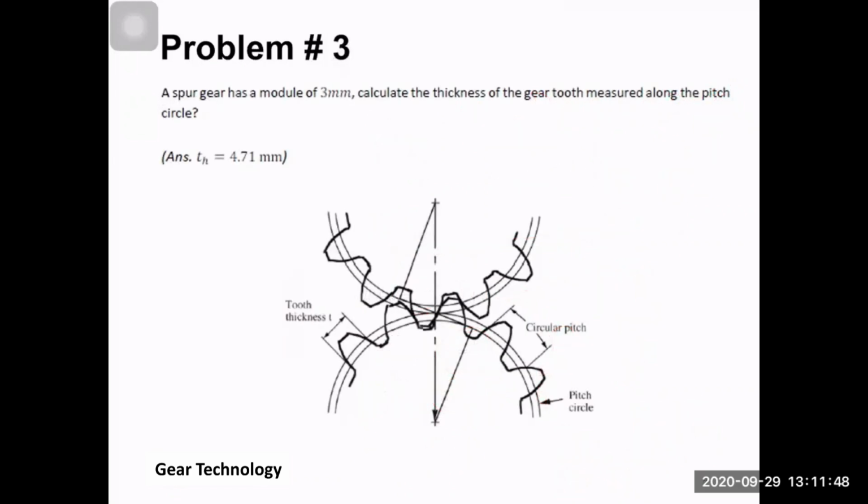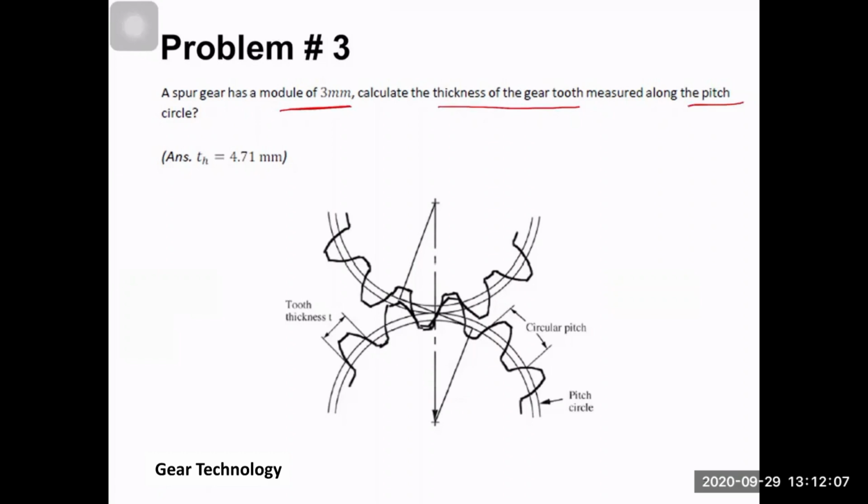Okay, so let's move on to problem number 3 then. We have a spare gear, and this spare gear has a module of 3 millimeters. So the module is given here. Calculate the thickness of the gear tooth, measured along the pitch circle.